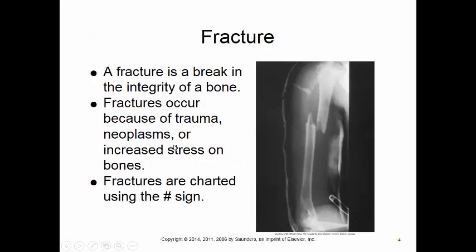A fracture is one type of disorder. It's where there's a break in the integrity of the bone. These are typically caused by trauma, but it can also be related to neoplasms, which are tumors, and increased stress on the bones. Fractures are charted using the pound sign. I was about to say hashtag, but the pound sign is the same thing.